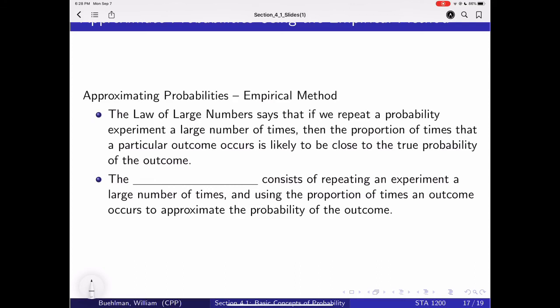Approximating probabilities by the empirical method. The law of large numbers says that if we repeat a probability experiment a large number of times, then the proportion of times that a particular outcome occurs is likely to be close to the true probability. The empirical method consists of repeating an experiment a large number of times and using the proportion of times an outcome occurs to approximate the probability of the outcome.